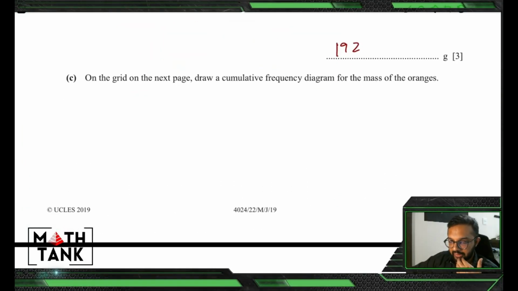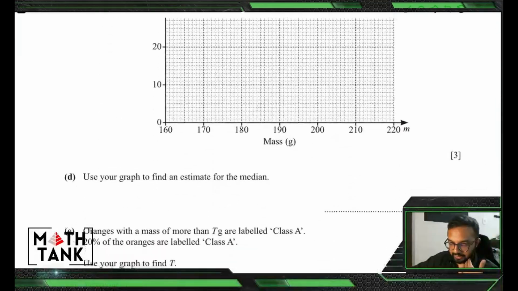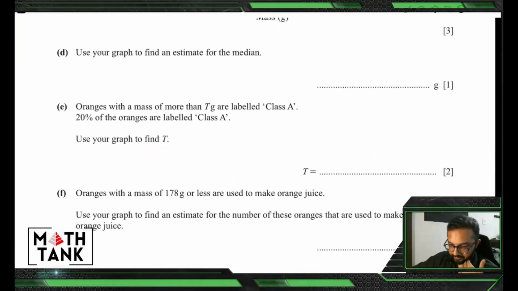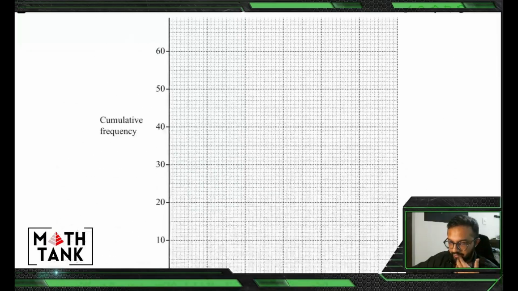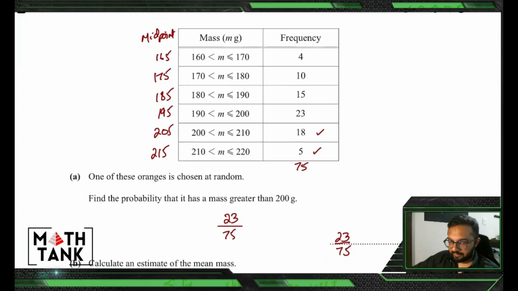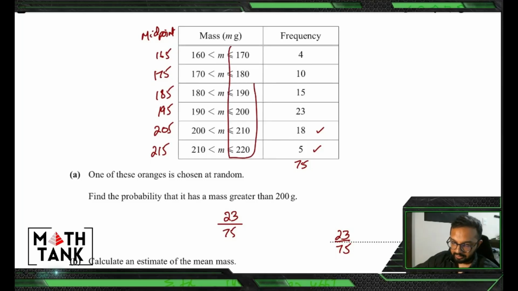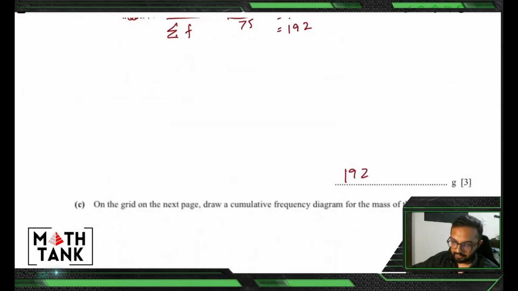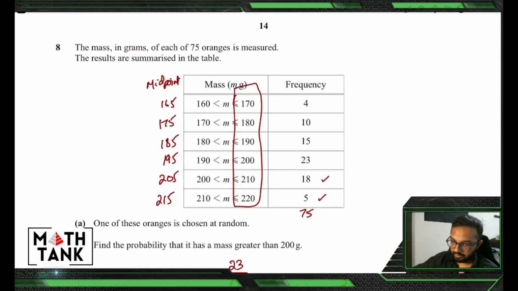Then it says again on the grid, draw the cumulative frequency graph. Let's draw that quickly. Again, I'm taking just the upper class boundaries here. Oh, I need to do the CF first. 14 plus 29 plus 23, and 29 plus 23 gives me 52.